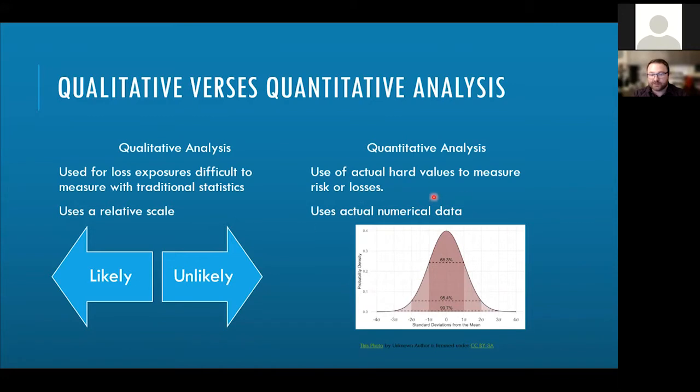Quantitative has a hard scale. These are, like I said, actual hard dollar amounts and percentages, whereas qualitative is more relative, using terms like high frequency and low severity. We'll get into that here in a little bit.